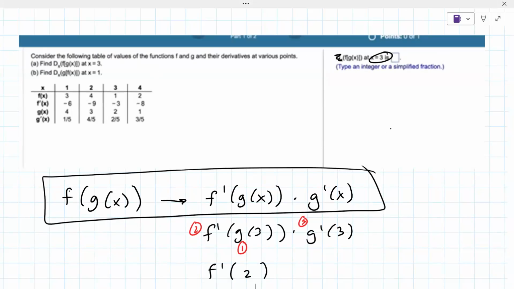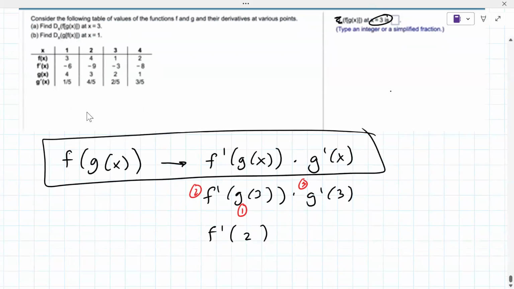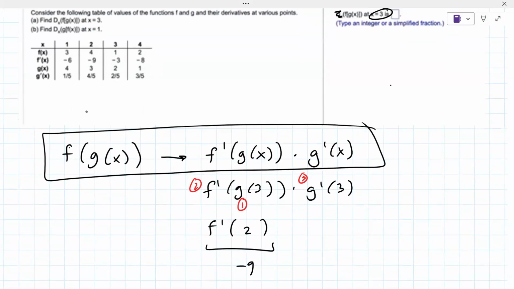f prime of 2, you go to the top again, find 2, there's 2. f prime of 2 is negative 9. So this whole thing is negative 9 times g prime of 3. You go to 3, you go down and find g prime, which is 2/5. Oh, that's awful. So that becomes minus 18 over 5. None of the individual steps are all that difficult. It is more just that it doesn't look right, like you said.